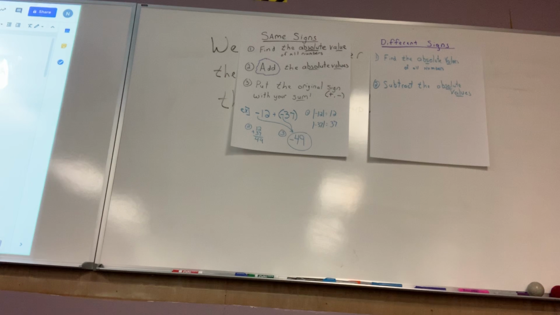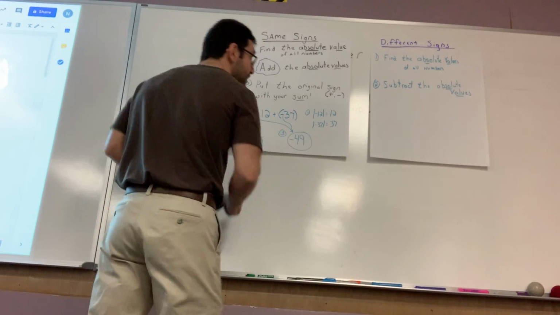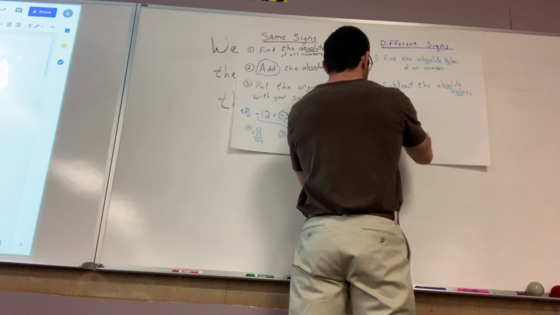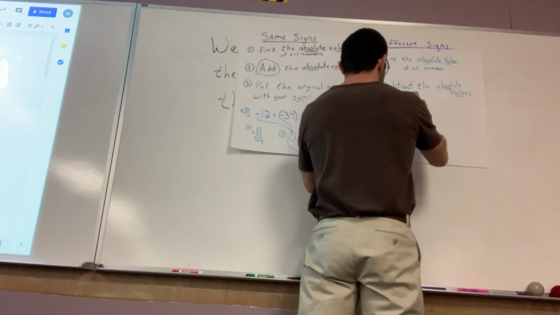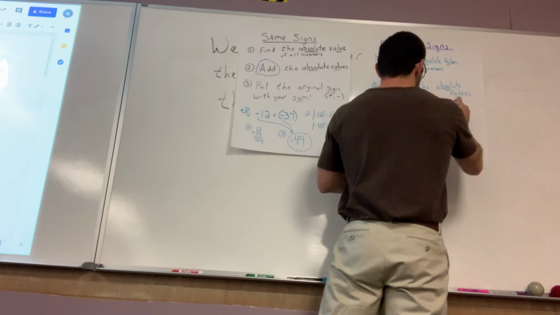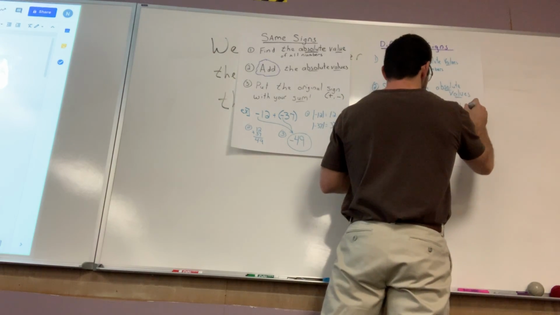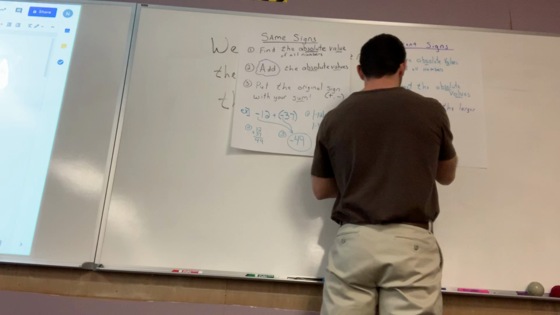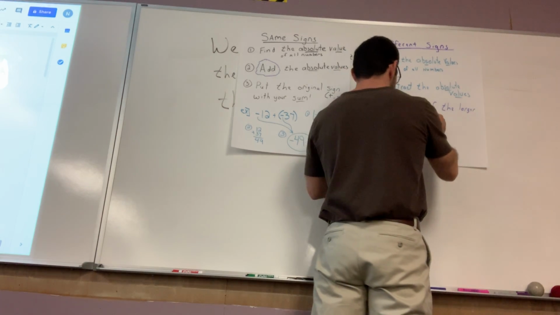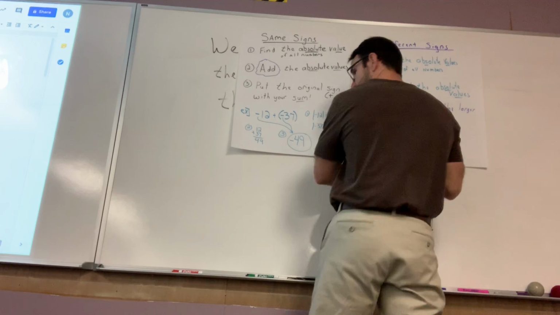So now I'm going to come over here and I'll look at what it actually says. So we're going to put the original sign. So we're going to put the sign of the larger absolute value. Am I right so far?